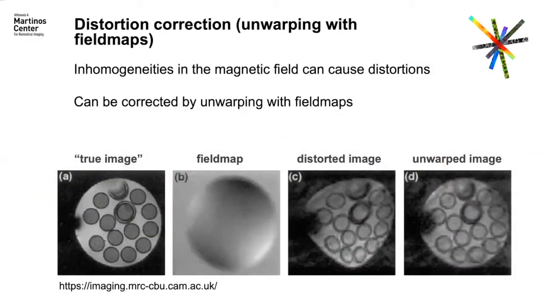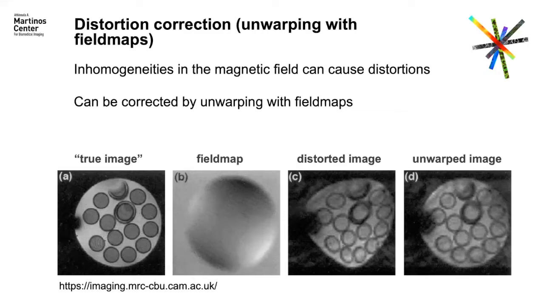Then there is distortion correction. So in the external magnetic field, there can be inhomogeneities, and they can cause some distortions. And those can be dealt with by taking a field map, which basically is an image of those inhomogeneities, and then we can use that information to correct the distorted image.